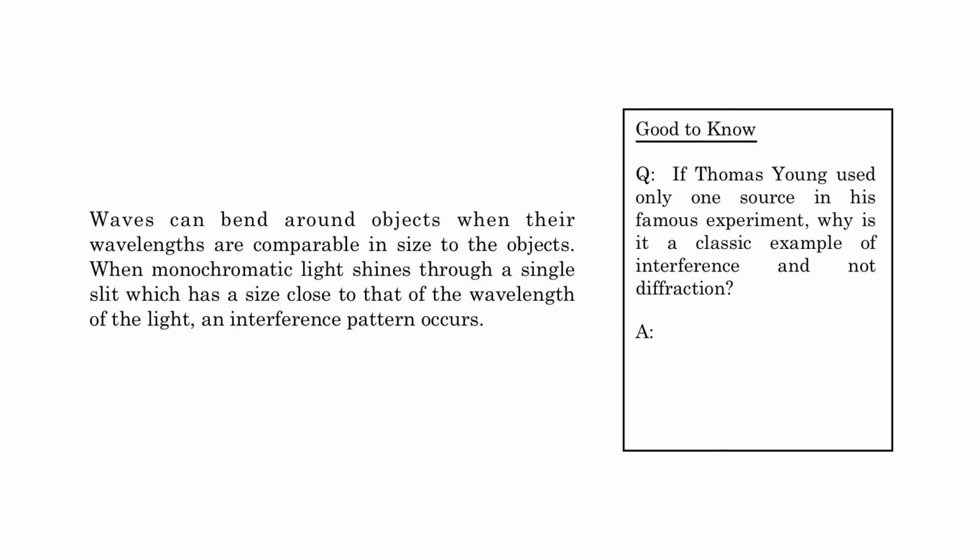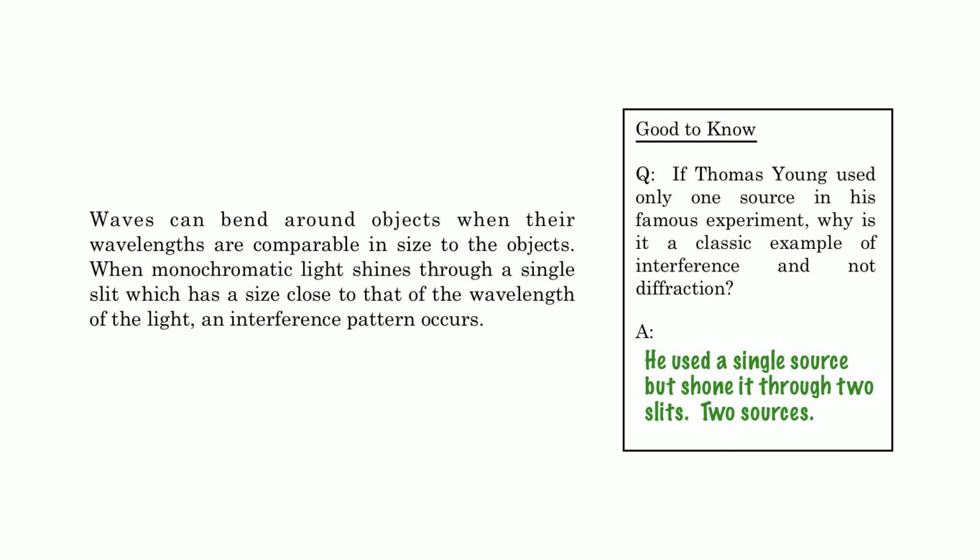And so, of course, just an aside here, if Thomas Young used only one source in his experiment, why is Thomas Young's source an example of interference and not diffraction? Because he only had one source. Well, the answer to that is quite simply that he used a single source, but he shone it through two slits. And so two slits is basically just like having two sources, and those two sources interfered.